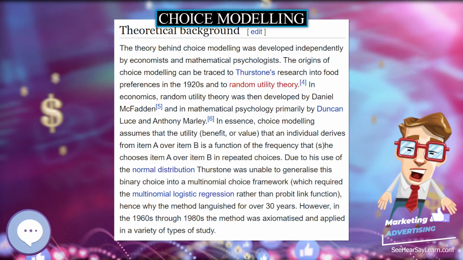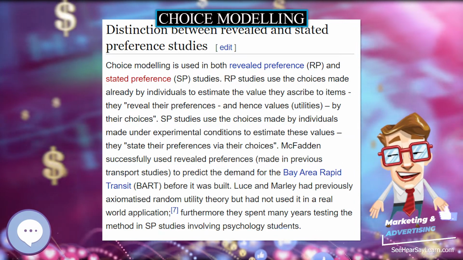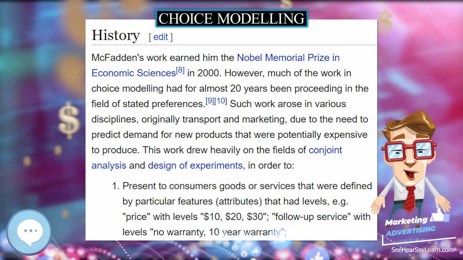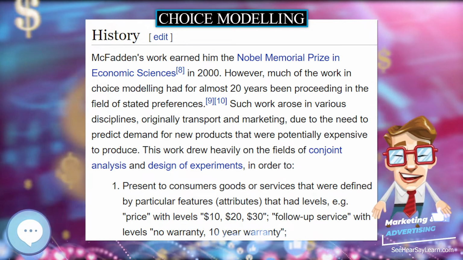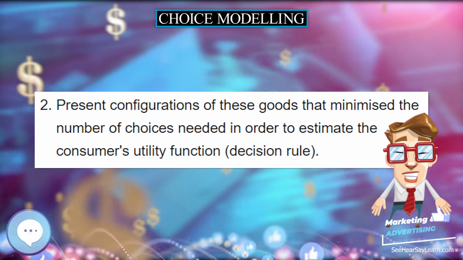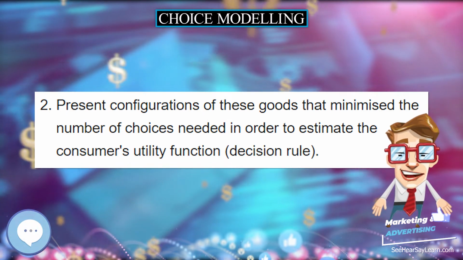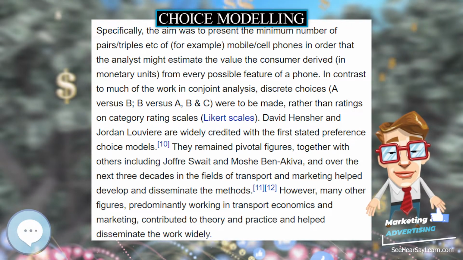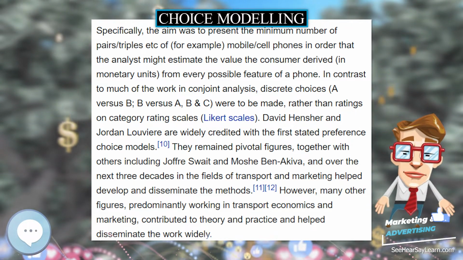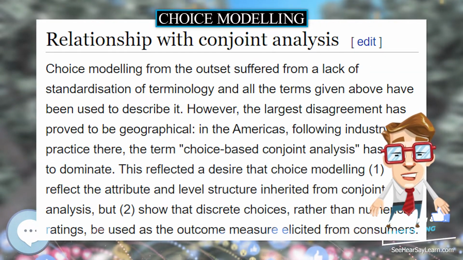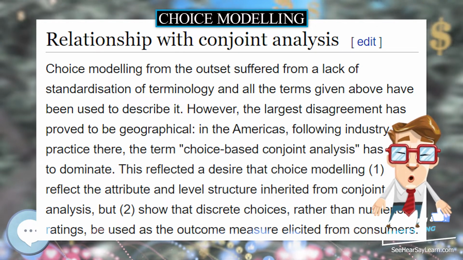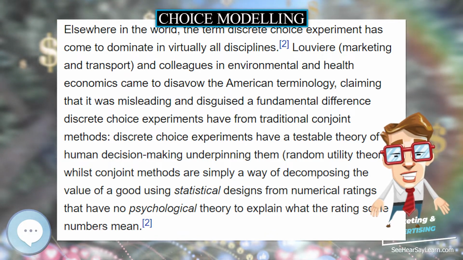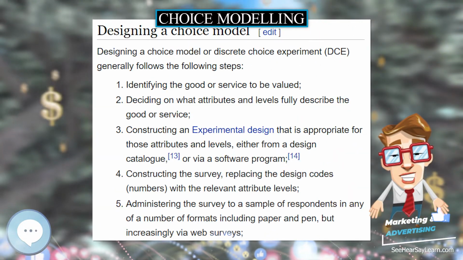Constructing an experimental design that is appropriate for those attributes and levels, either from a design catalog, or via a software program. A strength of DCEs and conjoint analyses is that they typically present a subset of the full factorial. For example, a phone with 2 brands, 3 shapes, 3 sizes and 4 amounts of memory has 2 by 3 by 3 by 4 equals 72 possible configurations. This is the full factorial and in most cases is too large to administer to respondents.